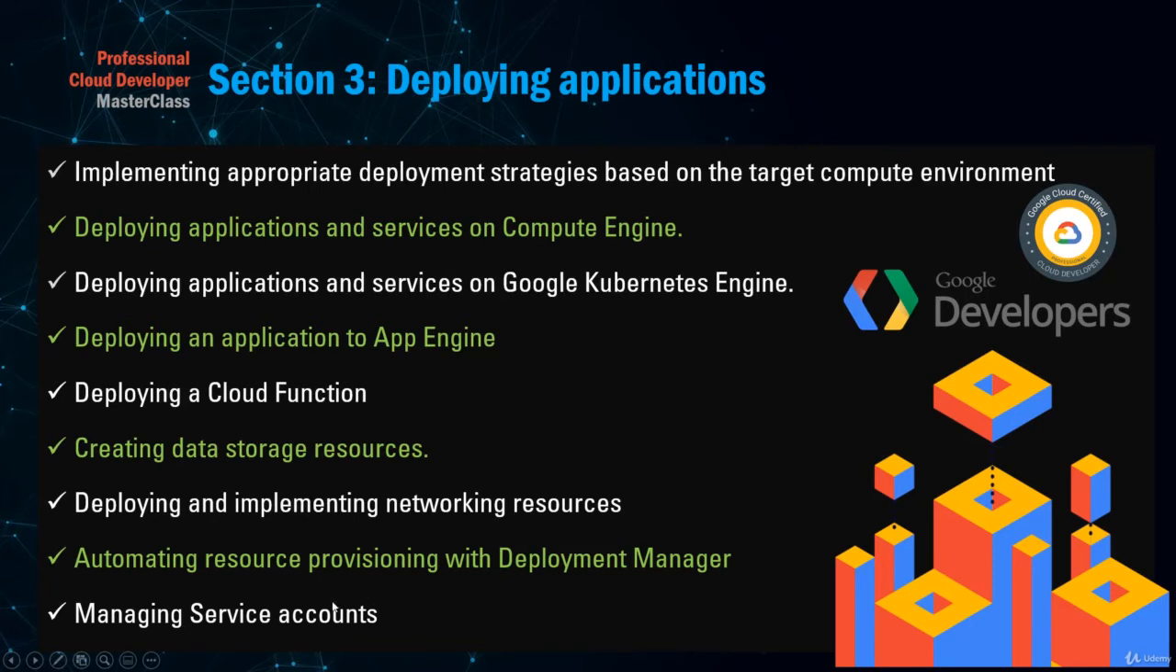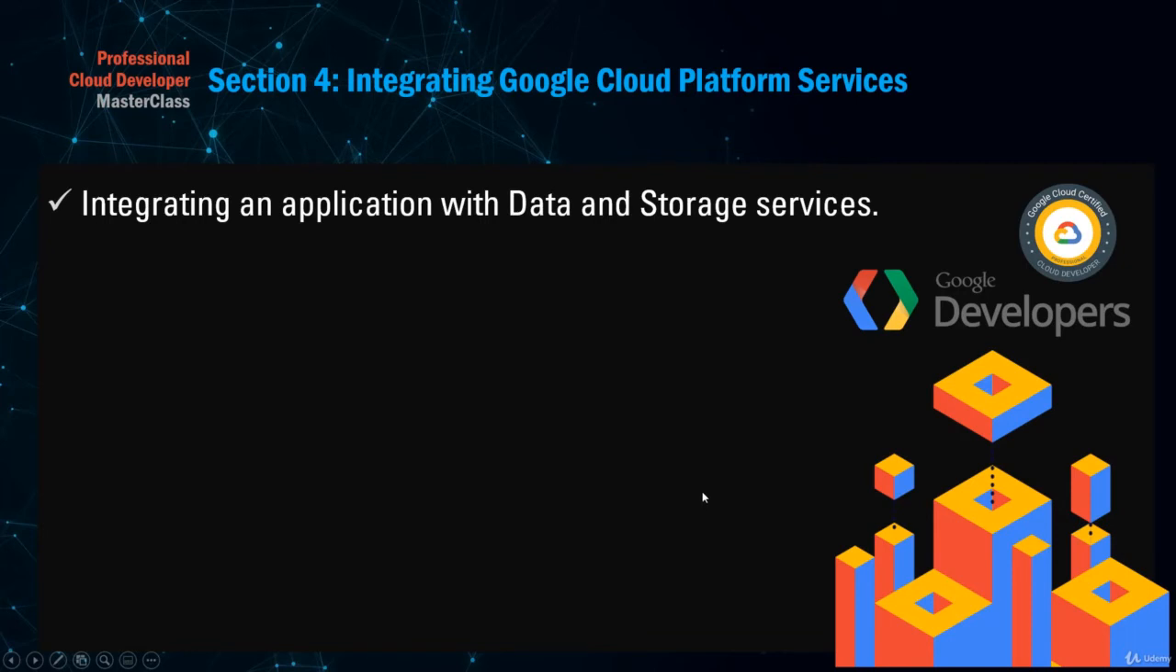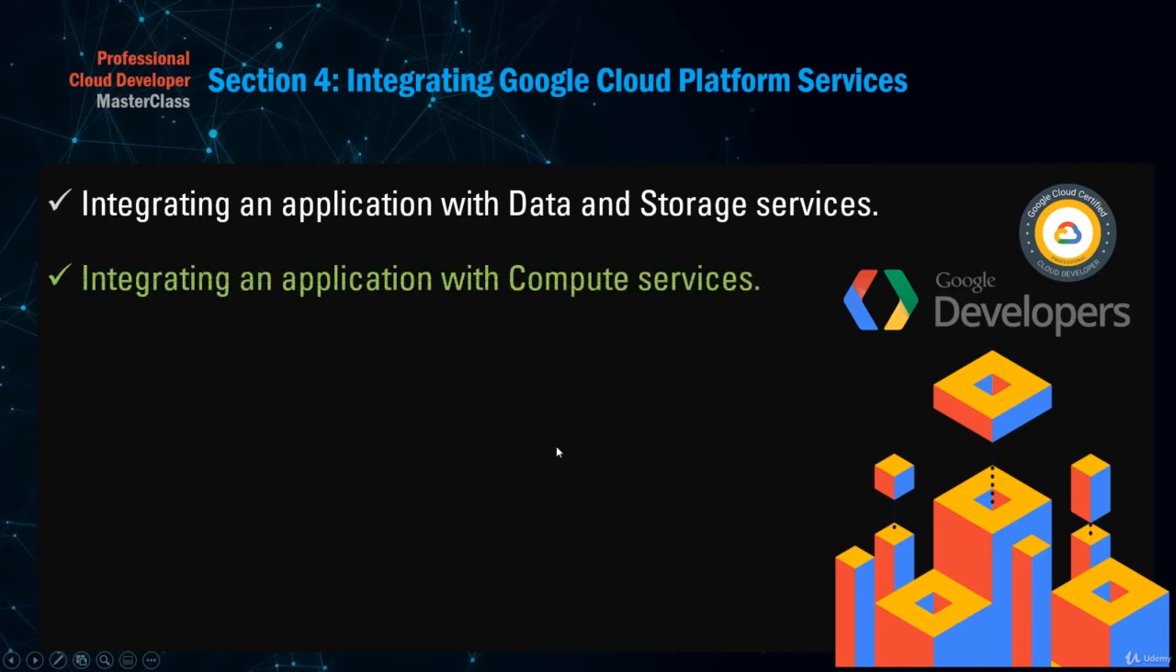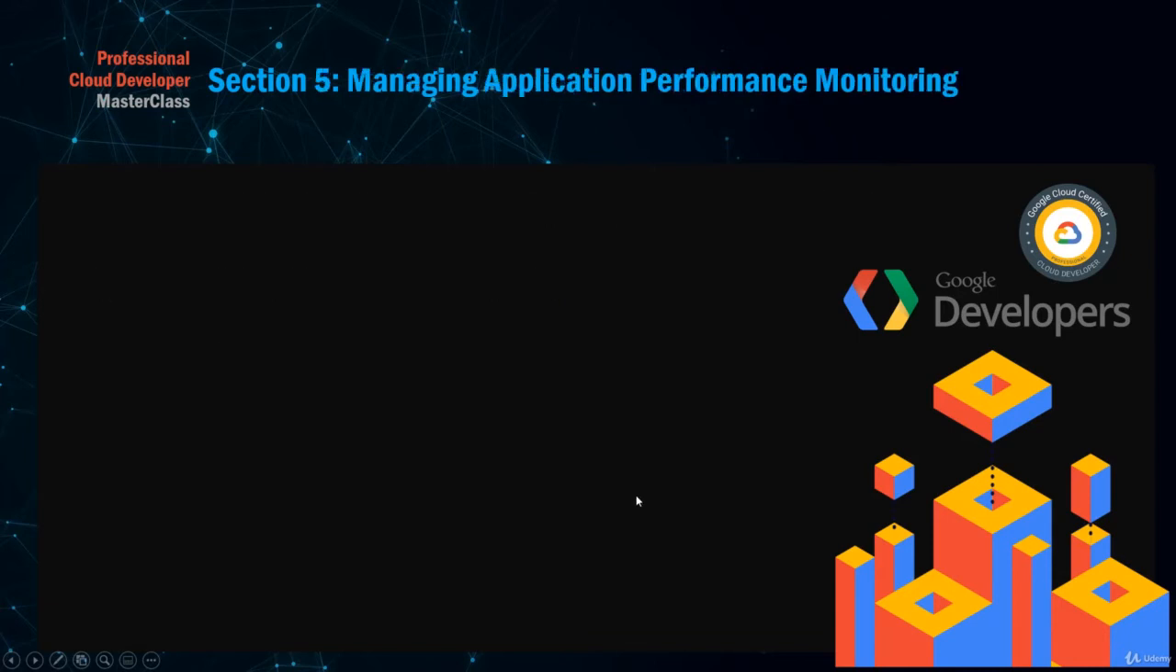So this is where, once you develop your application, you want to deploy it somewhere, identifying the right choice for your application deployment, whether it is a computing platform or a data storage platform. And then you integrate your application with the other cloud services like data and storage, integrating the application with computing services, integrating cloud APIs in your applications, like utilizing other cloud resources on GCP.